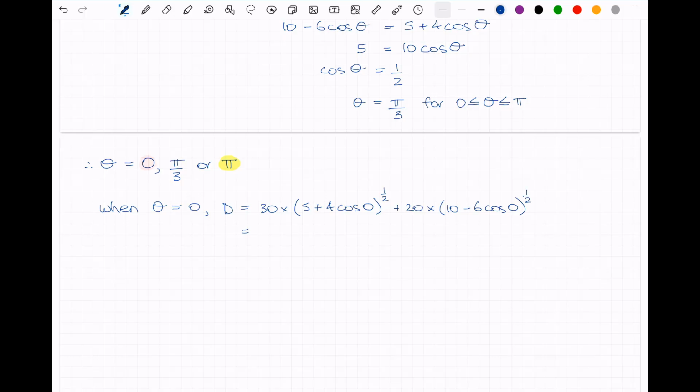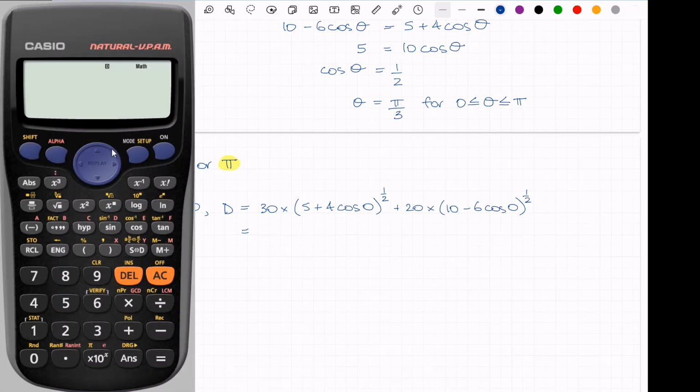And so we can go to our calculator and we can say, what is 30 times the square root of 5 plus 4 times cos 0, and then we're going to add 20 times the square root of 10 minus 6 times cos 0. We press equals and we get 130 meters. Okay, so when theta is 0, the distance travelled is 130 meters.